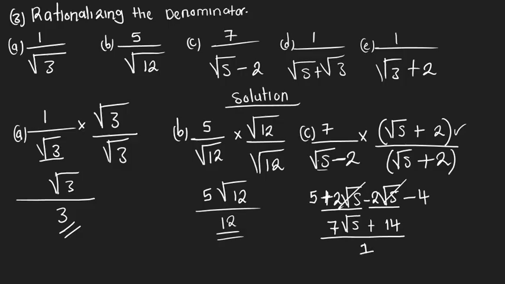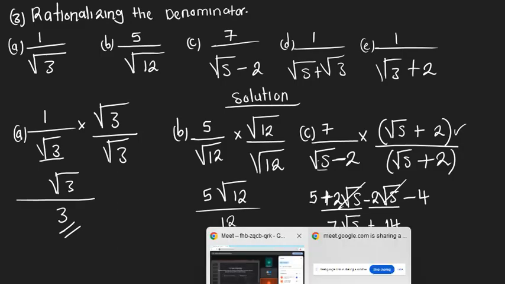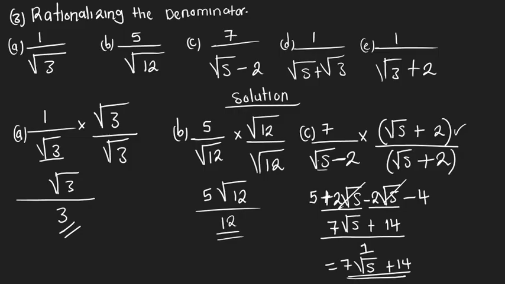Have you seen that I've rationalized? That becomes 7 root 5 plus 14. That's how you solve that one. Okay, I'm sure you've copied.